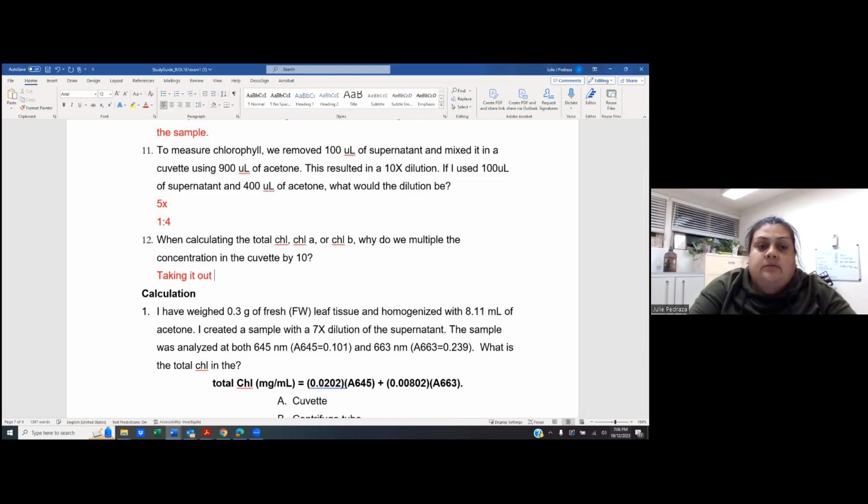taking it out of dilution from the cuvette to know the concentration in the centrifuge tube.